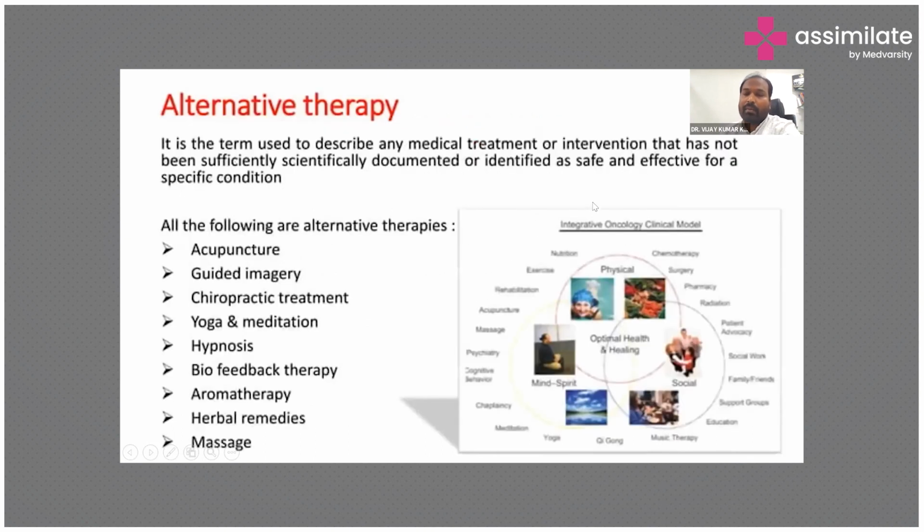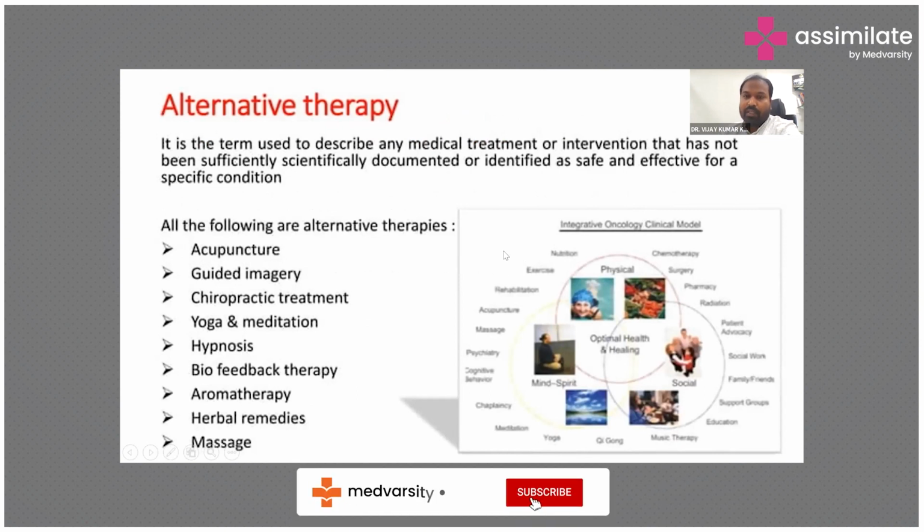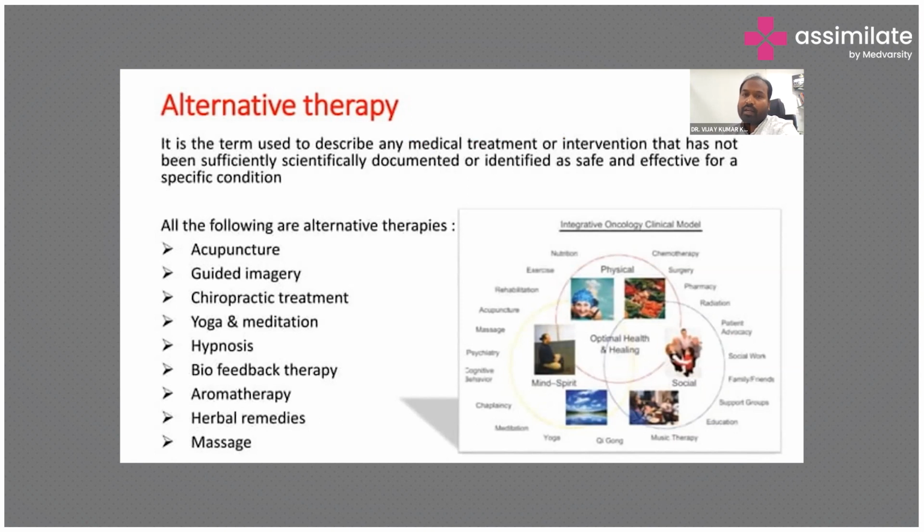So for patients in palliative care, when we don't have any effective treatment options in the form of chemotherapy, surgery, or radiation, then we suggest those patients go for alternate therapies if they are willing, or if they have any belief in alternative therapies. We have different forms of alternative therapies. So patients can take any of these alternative treatment options as part of the palliative care.